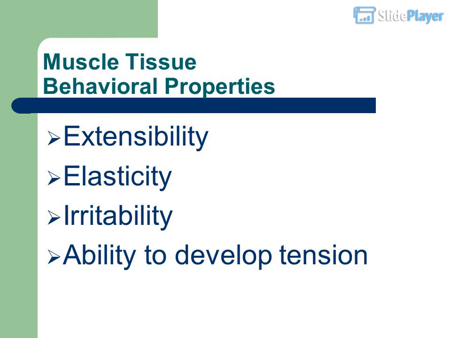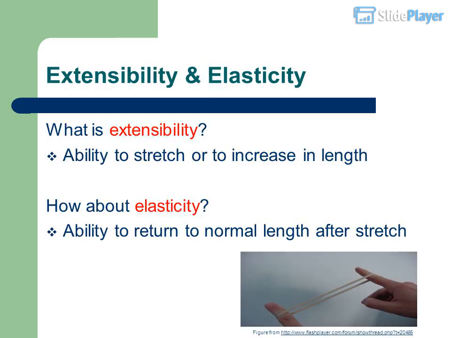Muscle tissue behavioral properties. Extensibility. Elasticity. Irritability. Ability to develop tension. Extensibility and elasticity. What is extensibility? Ability to stretch or to increase in length. How about elasticity? Ability to return to normal length after stretch.